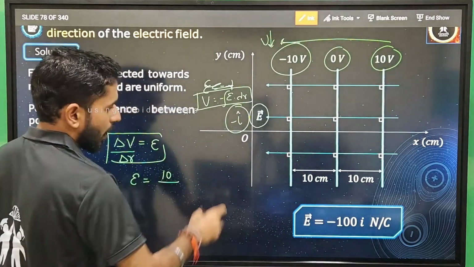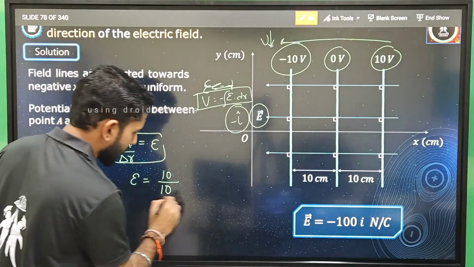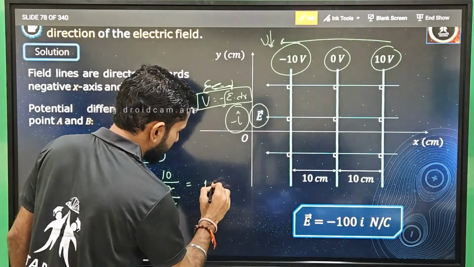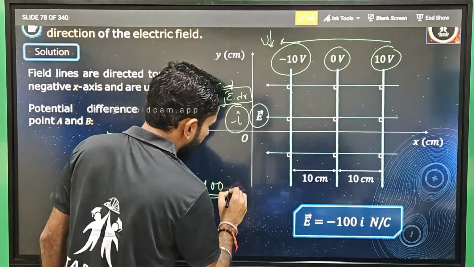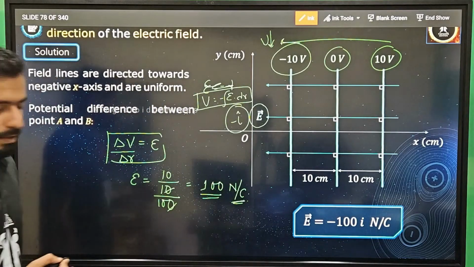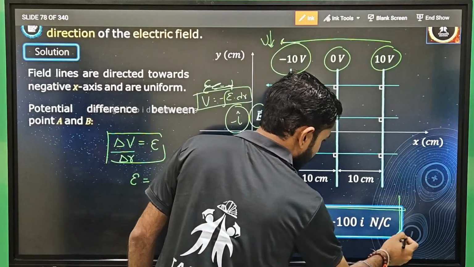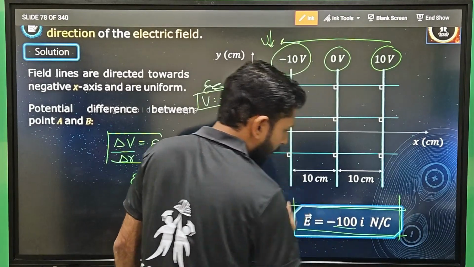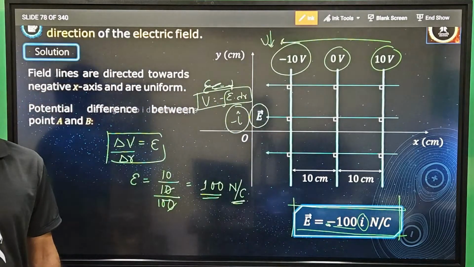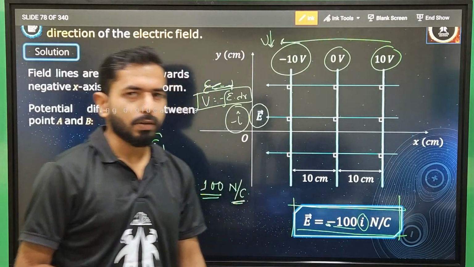What is r? r is 10, but 10 is not in standard units. That means you have to convert into standard units, divided by 100. Now check what these standard units will give. If I calculate, this will be 100 Newton per coulomb. That is the unit. If I have to write the final answer in complete vector form, how will you write? I will write the magnitude part, that is 100, and the direction was minus i cap; this minus is reflecting that it is going in the minus i cap direction. Correct? And of course the units will be Newton per coulomb.